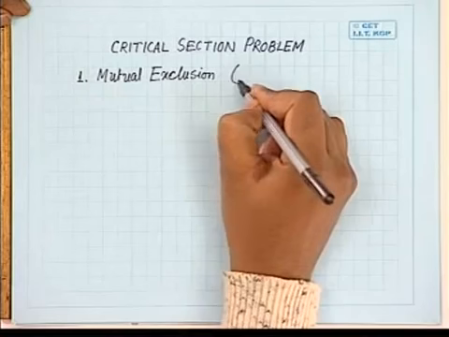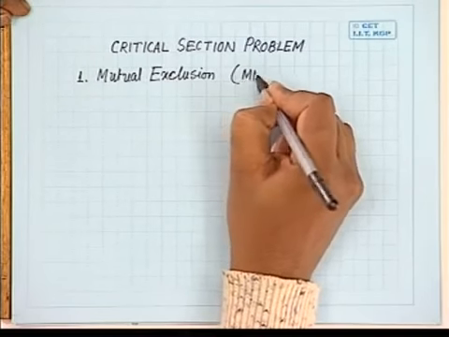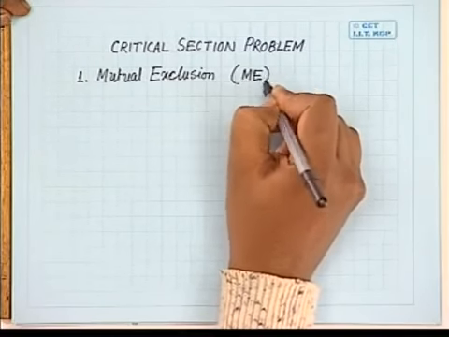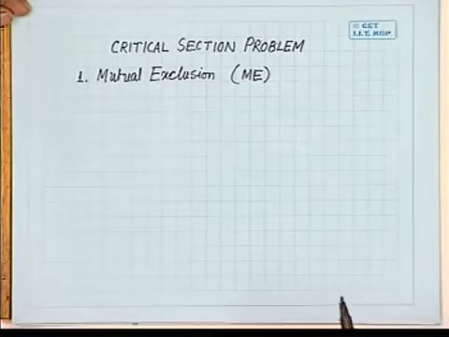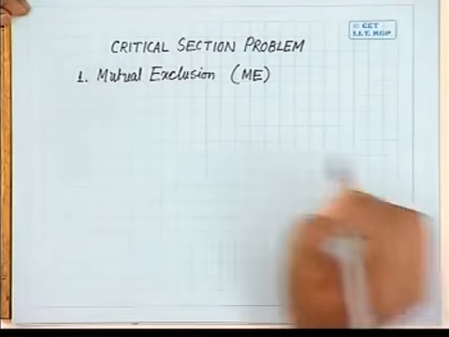Okay. And we'll refer to this as ME in future. Right? It is a part of the code, part of the program, where the process tries to modify some shared variable. It's a part of the program. It is not an area in the system. Okay.